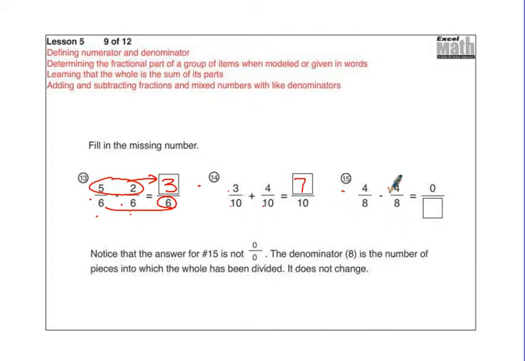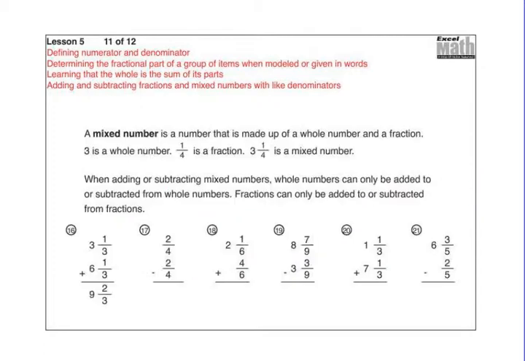4/8 take away 4/8 is equal to 0/8. It's not equal to 0 zeros. It explains that to you down here because the denominator always stays the same. Now what you really want to write for that answer is just plain old 0, not 0/8.